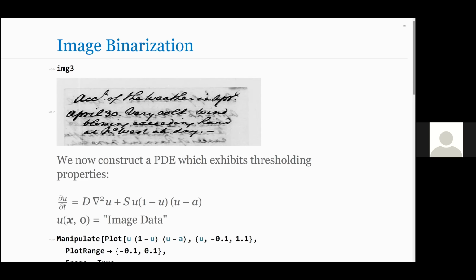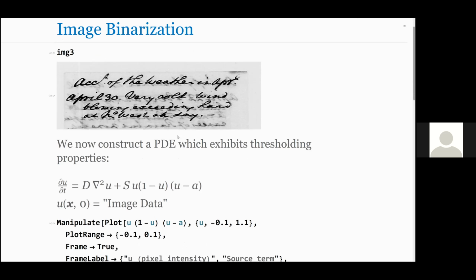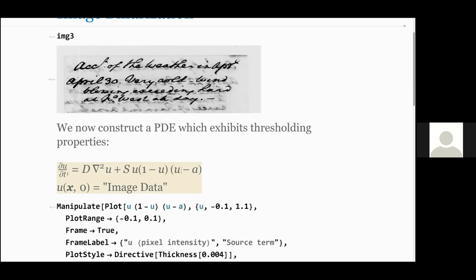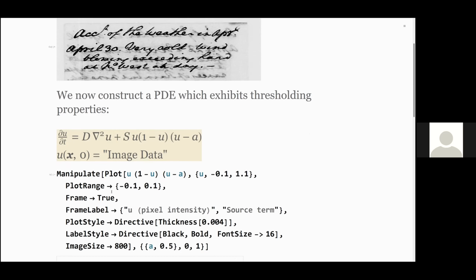The regions of the text on the back of the page are slightly less black than the text in the front, and it's not an easy problem. So what we can do is construct a different approach. We have a diffusion equation here: du by dt is just D times the Laplacian of u. And then we add a source term. I'll show you its properties now. Again, we just apply the image data as the initial condition.